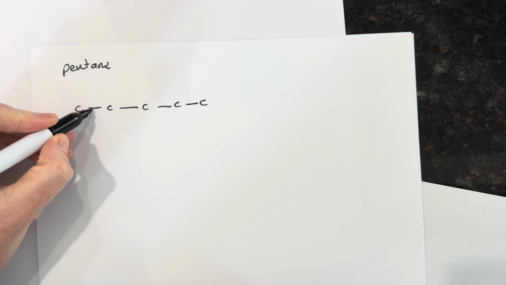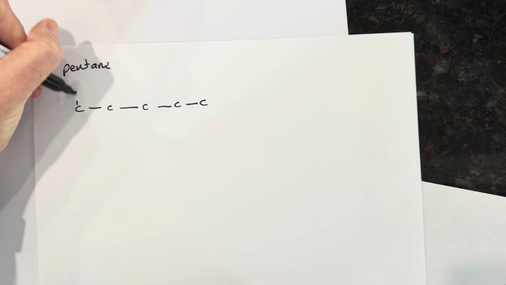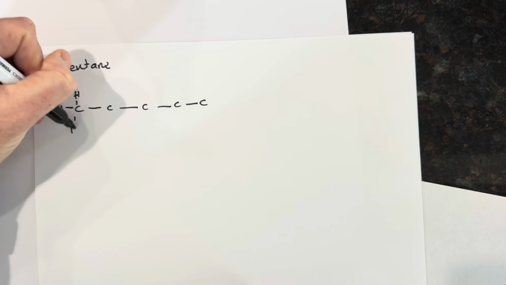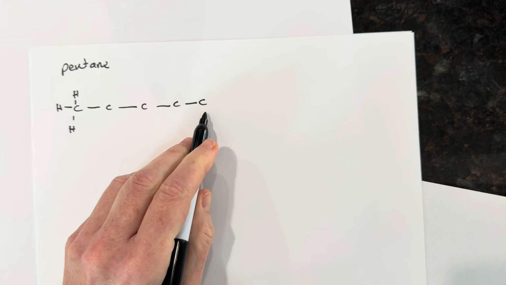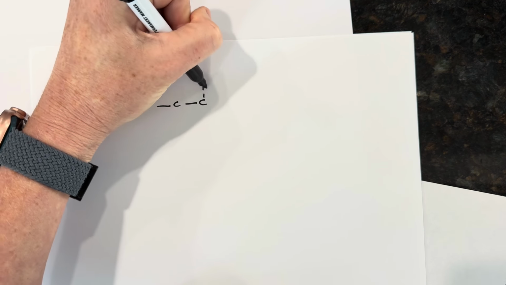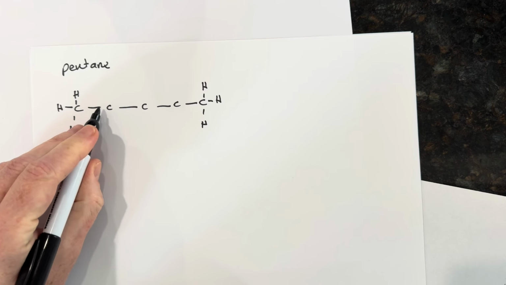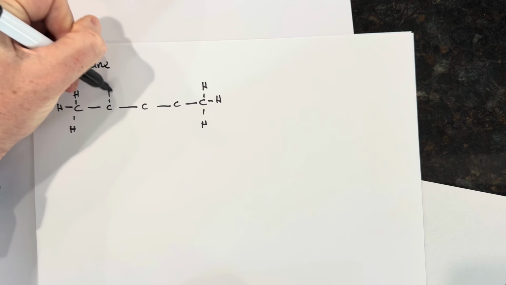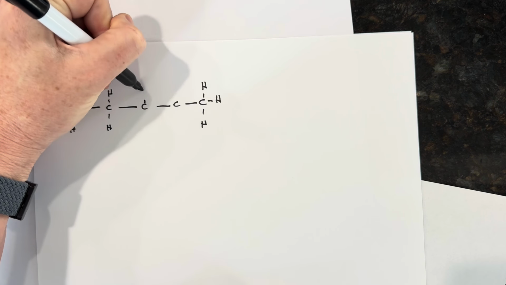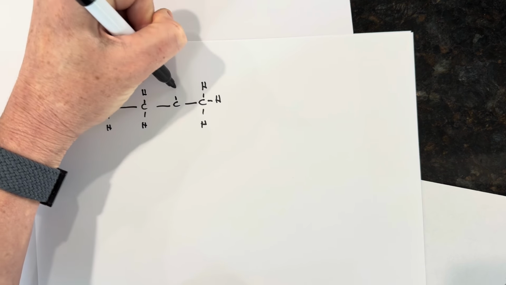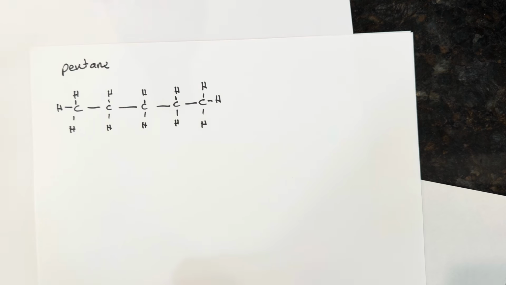And now you just add the appropriate number of hydrogens to make sure every single carbon has 4 bonds. So this carbon currently has 1, so it needs 3. The same thing with this other outside one. It currently has 1, it needs 3. But every other carbon in between already has 2, so it only needs 2 more to have 4. And that's pentane. All right.